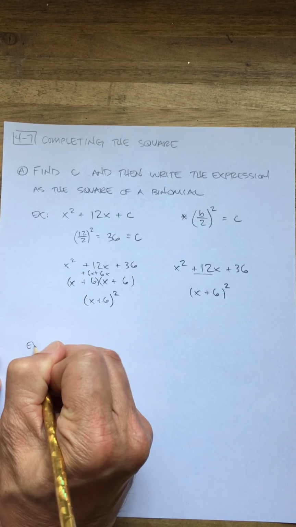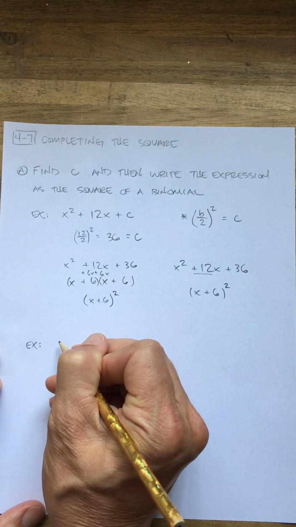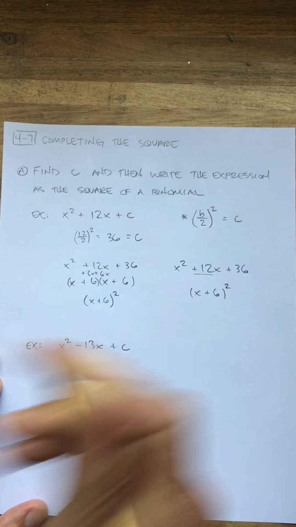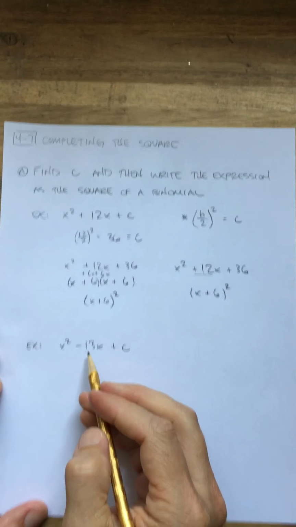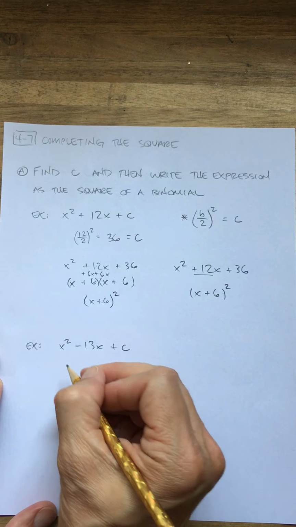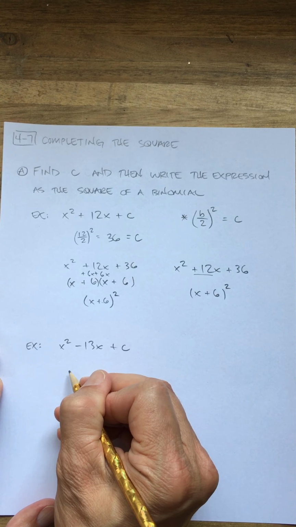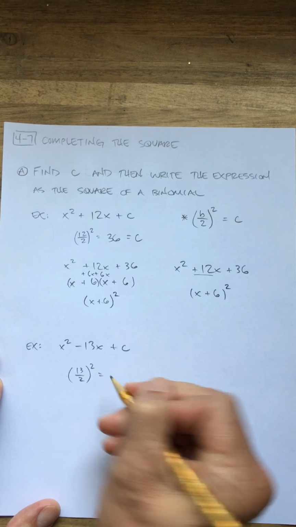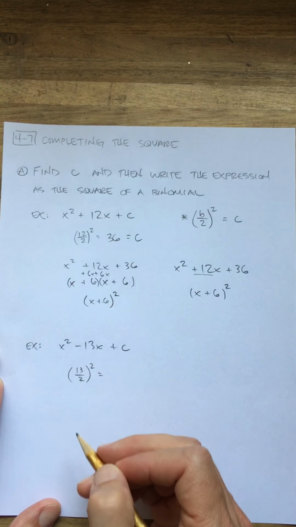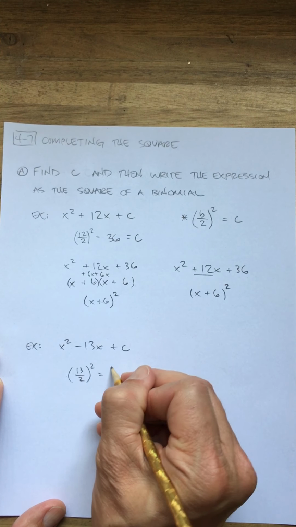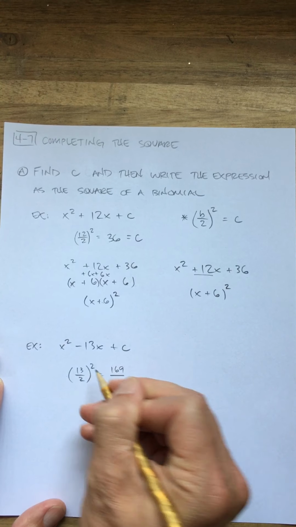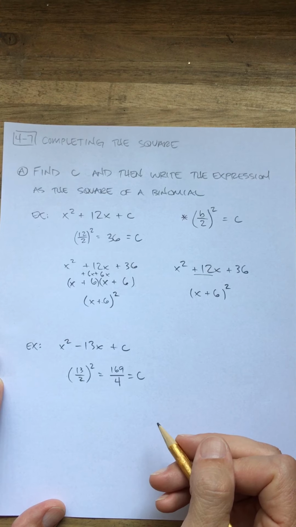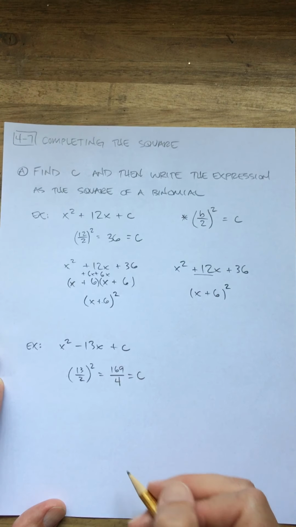Let's try another one. All right, we have x squared minus 13x plus c. Now I did this one on purpose because 13 doesn't cut in half evenly, right? Okay, so we'll do this. Ready? We're going to go 13 divided by 2, square that. What does that equal? Well, 13 squared, what is that, 169? Okay, 169 divided by 2 squared, that's 4. Okay, and that's my c term. So there's c. c is 169 over 4.